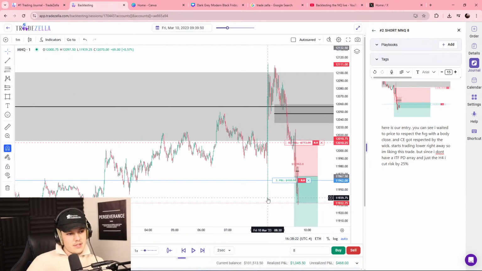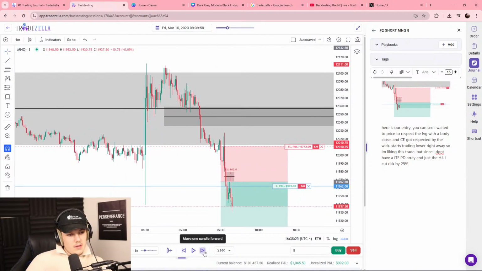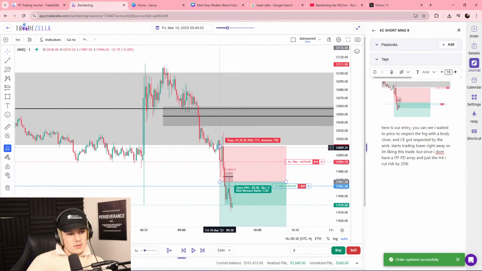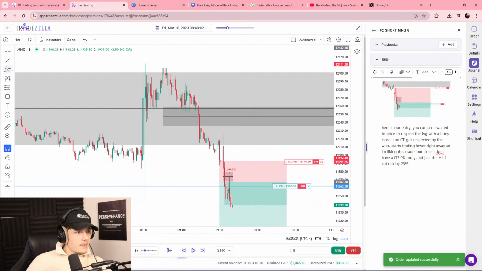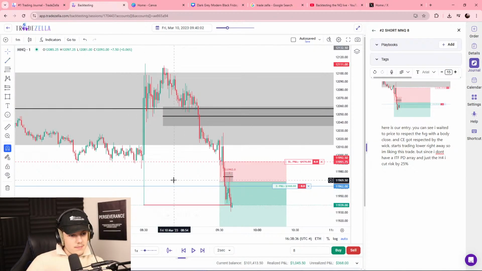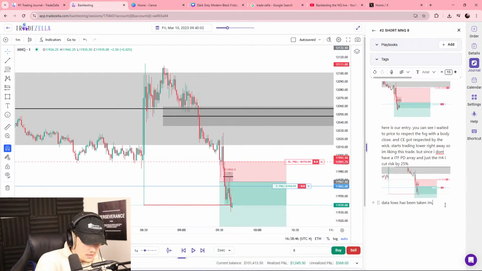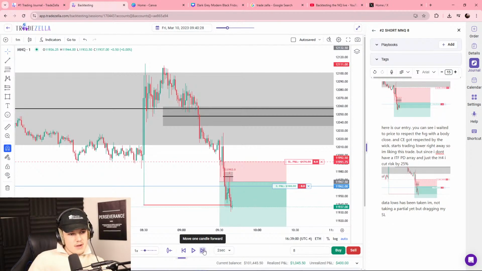Great reaction. We have now taken data lows. Now that we have taken data lows, I'm going to be dragging my stop loss to a point where we shouldn't go. Okay, so I'm going to draw that out, and then I'm going to journal that. Take another screenshot. Data lows has been taken. I'm not taking a partial yet, but dragging my stop loss. I want to see price continue down lower.